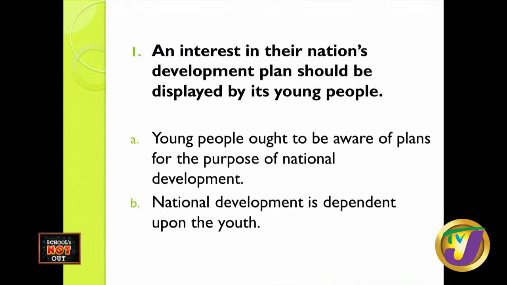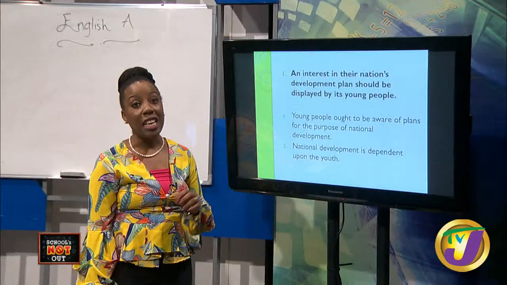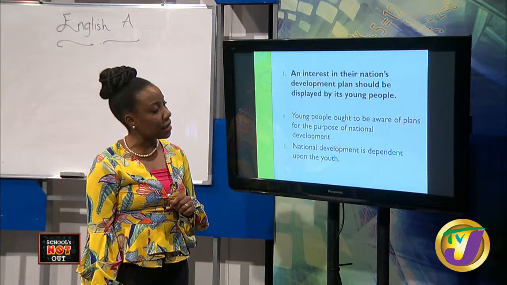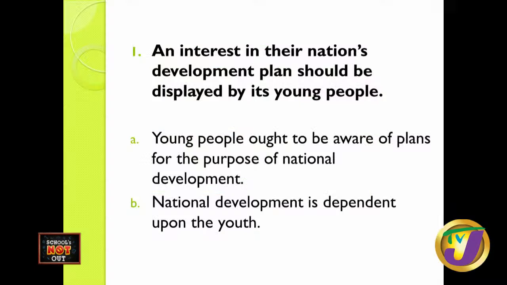Number one says, an interest in their nation's development plan should be displayed by its young people. Let me reread. An interest in their nation's development plan should be displayed by its young people. Now, is the equivalent sentence A, which says, young people ought to be aware of plans for the purpose of national development? Or is it B, national development is dependent upon the youth? Think about it. I give you a couple seconds for that. Is it A, young people ought to be aware of plans for the purpose of national development? Or B, national development is dependent upon the youth?